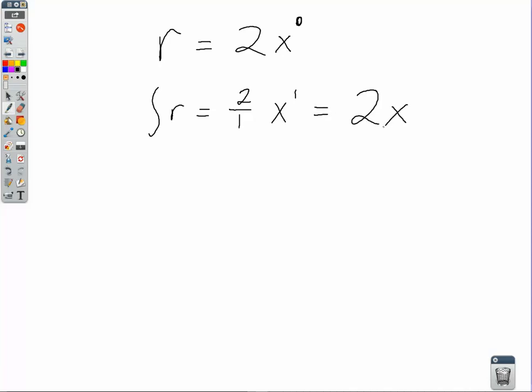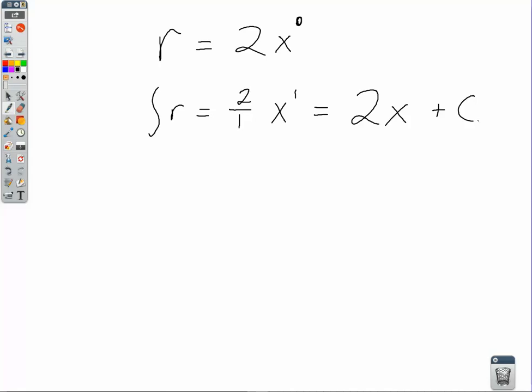Okay, so the antiderivative of a constant is just going to be that constant times whatever variable you're using. In this case I used an x. And I did forget something. We're going to add in that possible constant that's in there. So yep, you can take the antiderivative of a constant.